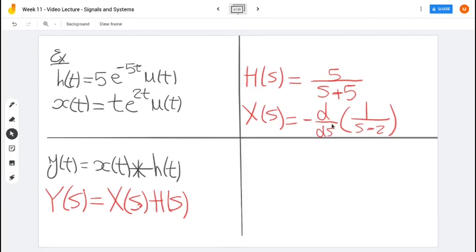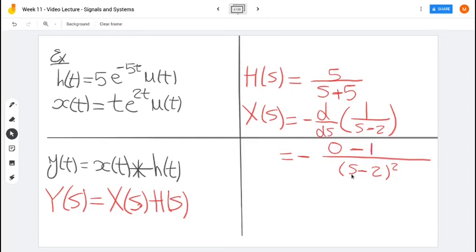So x of s will be like this, minus, and when you are doing the derivative of a rational function, we start by squaring the denominator, and then we take the derivative of the numerator, which will be 0 in this case, times the denominator minus the derivative of the denominator, which is 1 times 1 in the numerator.